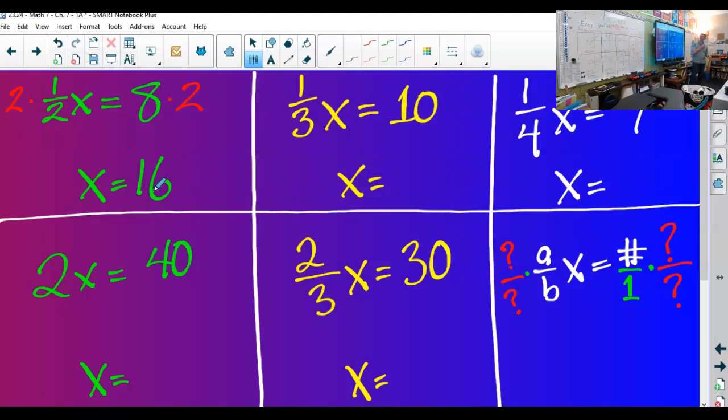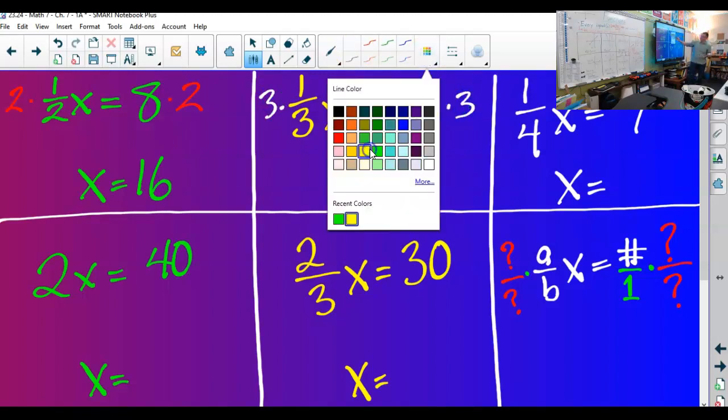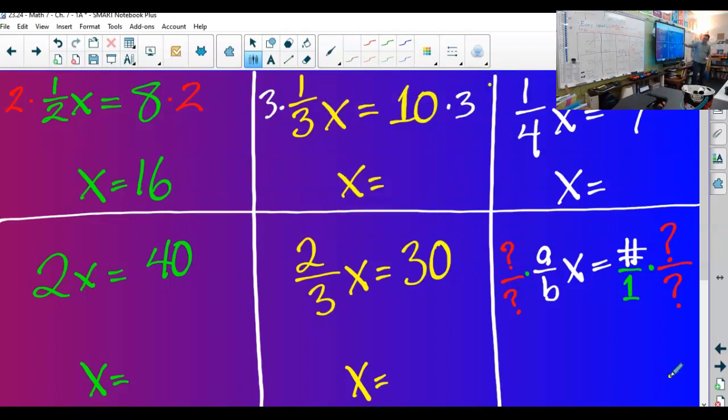What do you think? We have a third of something. What do I do with a third to form it into a whole? Multiply by 3. Because if you have a third, you triple it. 3/3 will give you the whole thing. And what would X be there? 30. Because you've got to make sure you do it on both sides.